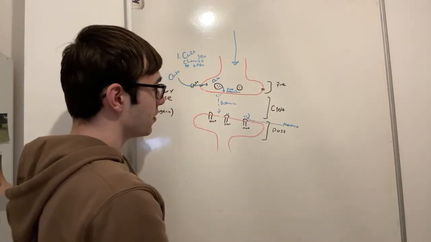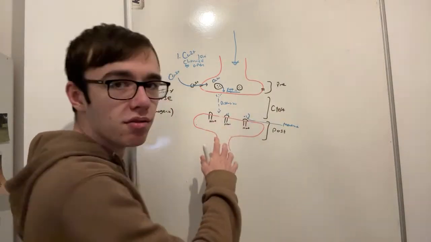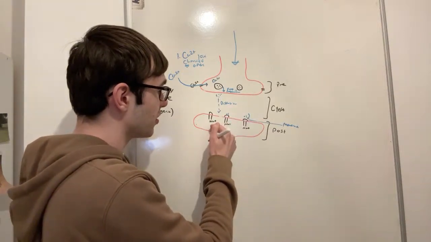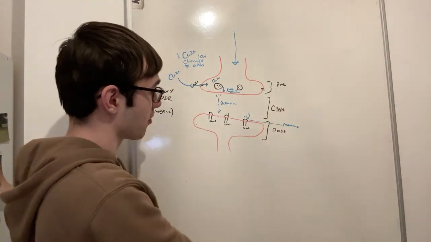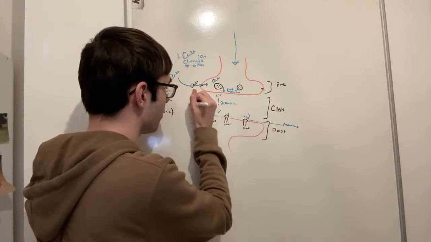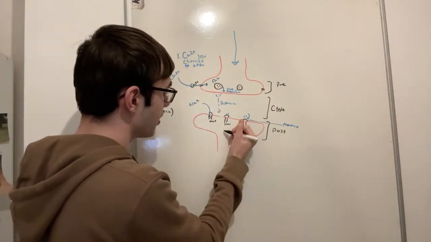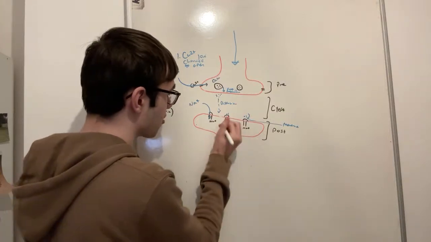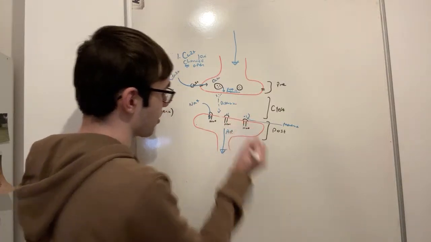Now, when the neurotransmitter binds with these receptors, it causes the ion channels that the receptors are on top of to open, which causes sodium ions to diffuse in, and if it reaches the threshold potential, it's going to trigger a new action potential.